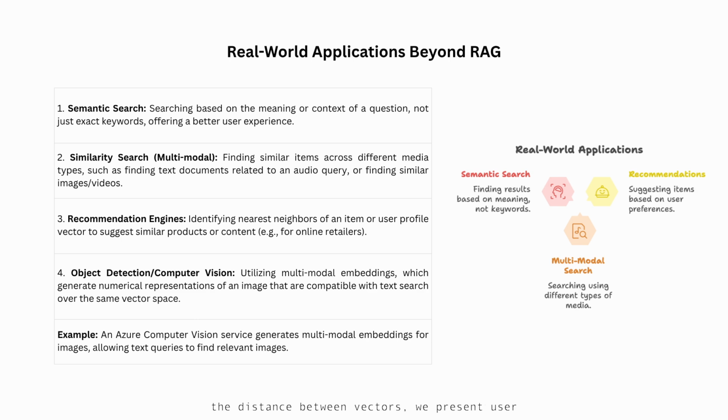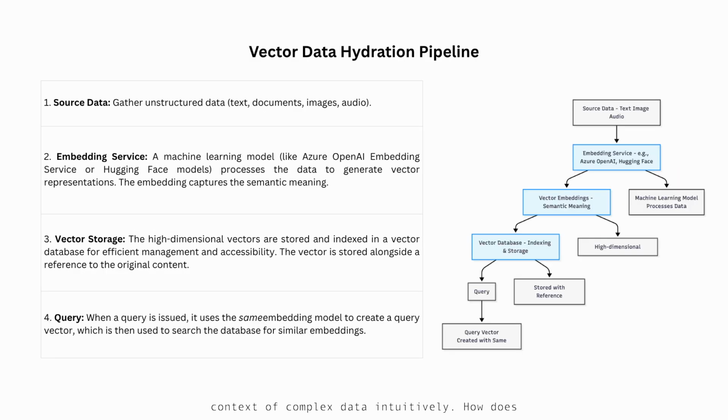By calculating the distance between vectors representing user profiles or product characteristics, vector DBs can efficiently identify nearest neighbors, allowing online retailers or streaming services to suggest items highly similar to customers' past preferences. These tools are special because they help computers find similar things, answer complex questions, and understand the hidden context of complex data intuitively. How does complex data end up ready for vector search?